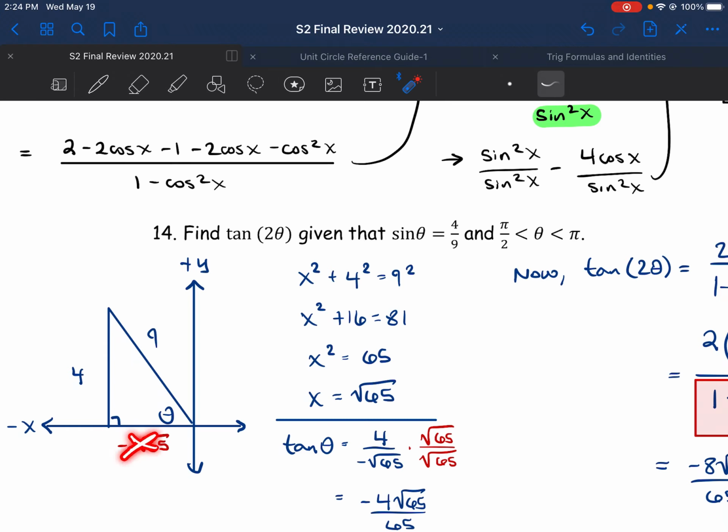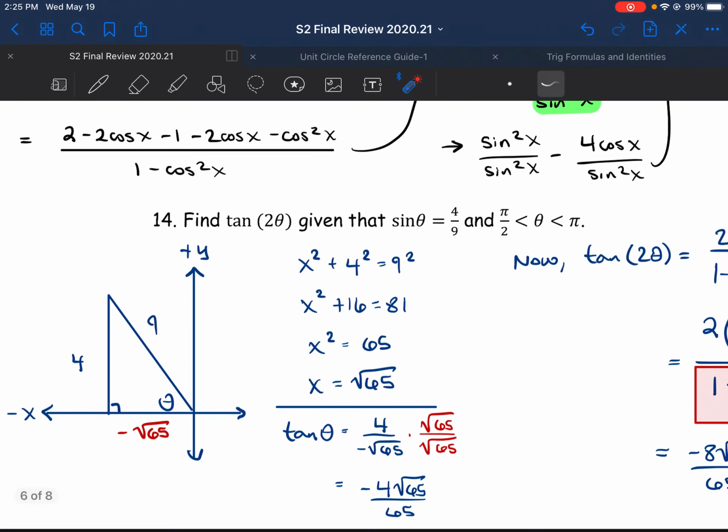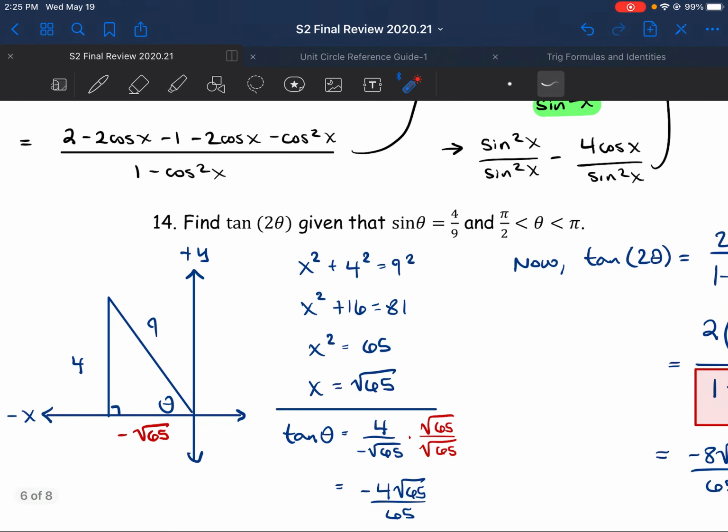So, at first I called this x, just let it be a variable. x squared plus 4 squared equals 9 squared. Rearrange, solve for x. You find that that missing leg is the square root of 65. However, we're on the negative side of the x-axis. We're in quadrant 2, meaning that this leg, this adjacent leg to angle theta, has to be negative. Okay, if you don't have that negative there, you're going to have some wrong signs in your calculation.